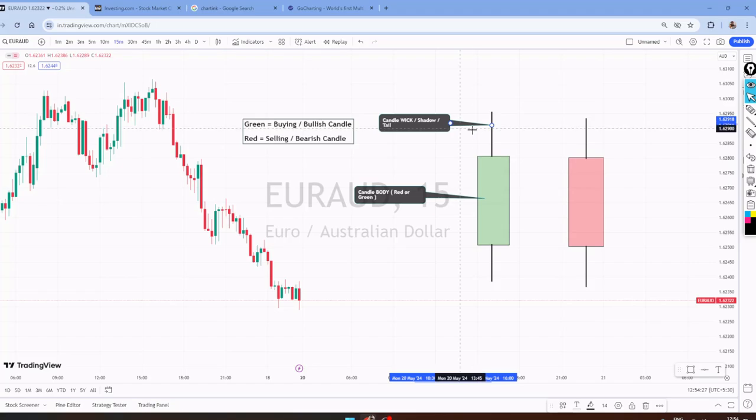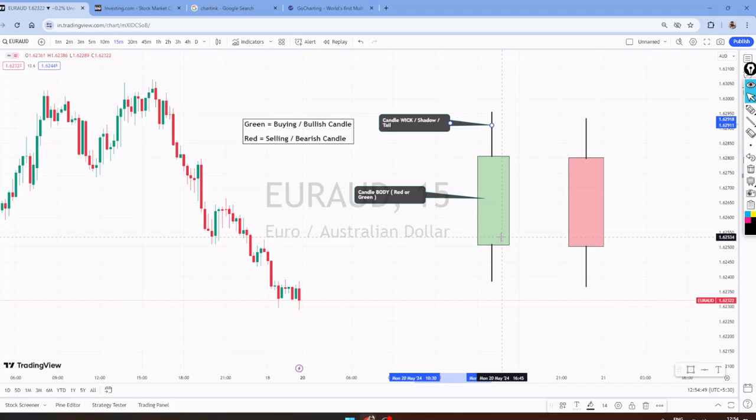The wick in the top portion is called the upper wick. If it is in the lower portion, it is called the lower wick. Upper wick, lower wick, upper shadow, lower shadow, you can call it something like that. So candle body, candle wick. Now everybody knows this, right? I know that, sir. Already know that, sir.